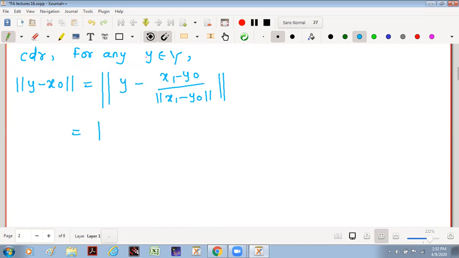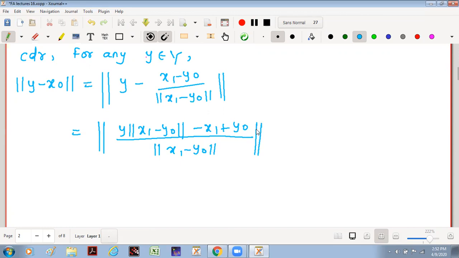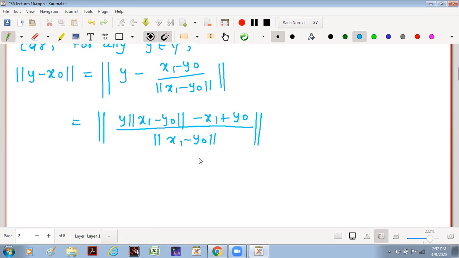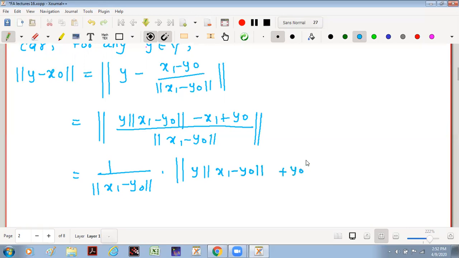Let us cross multiply and we will obtain the numerator as y times the norm of x1 minus y naught, minus x1, negative of this negative, this will be plus y naught, upon the norm of x1 minus y0, right? Now this norm of x1 minus y0 is a scalar. Therefore, let us take this scalar out of the norm with the modulus. But as I already told you, no need to write the modulus because the norm itself is a non-negative quantity. Therefore, look at this term remaining. This is the norm of x1 minus y0 times y plus y0, I will put everything in a bracket, minus x1.